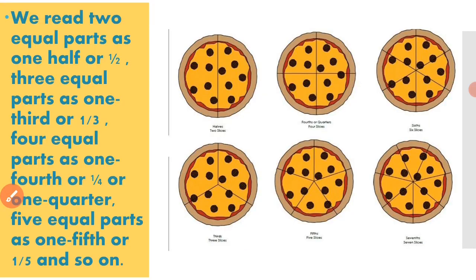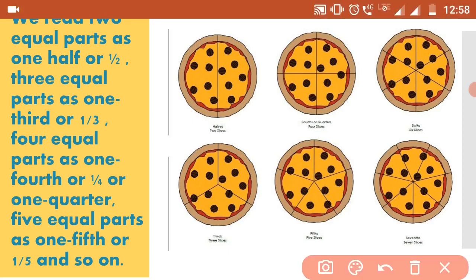As you can see in the picture, we have pizzas here. In the first one, the pizza is divided into two equal parts, and for representing one part, how can you write it in fraction? You can write simply 1 out of 2 equal parts, so 1 out of 2, and this we can say 1 half. You can read it as 1 half.